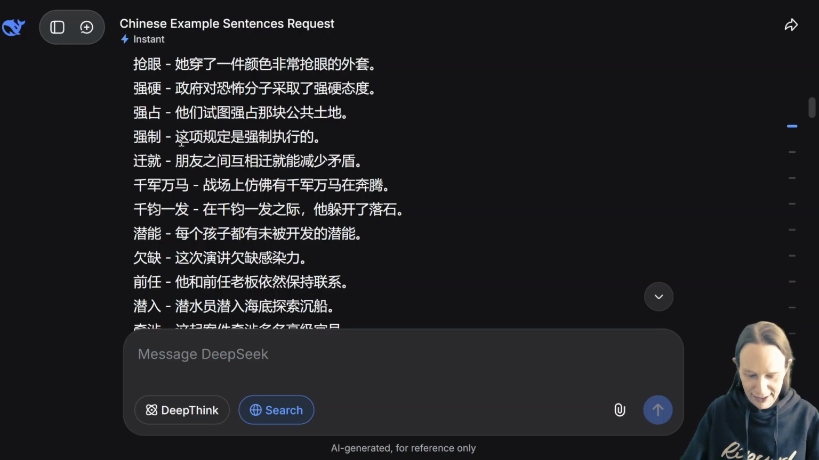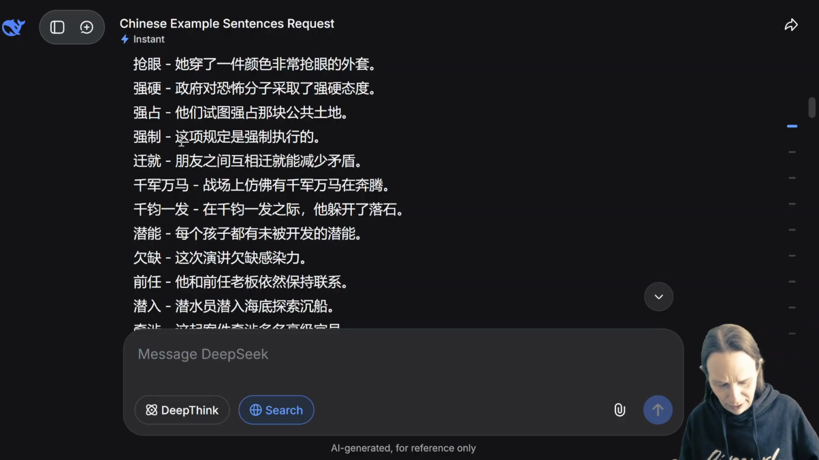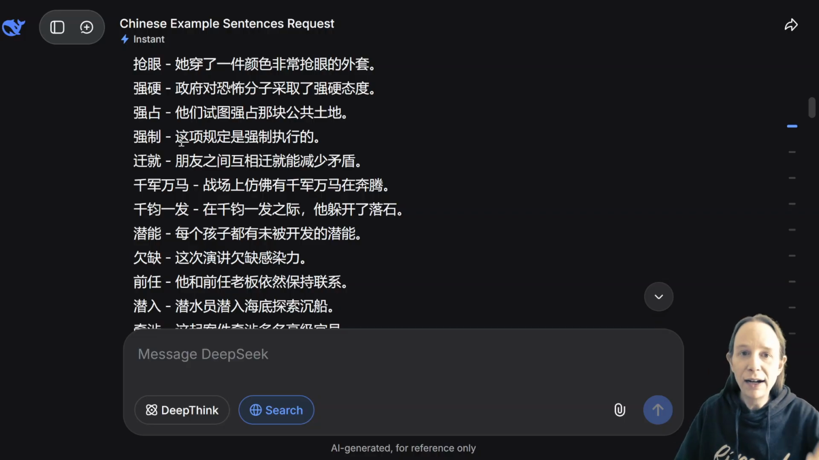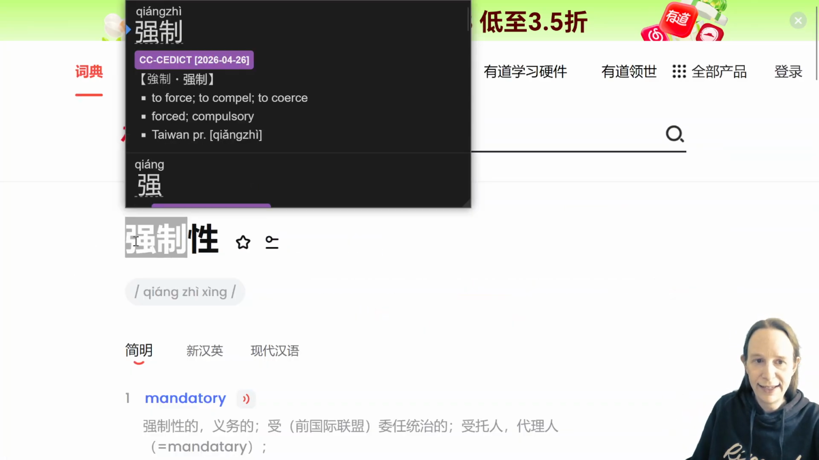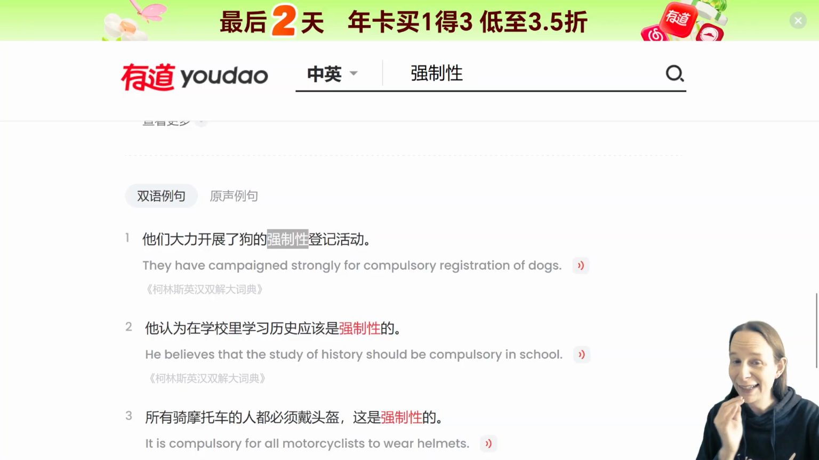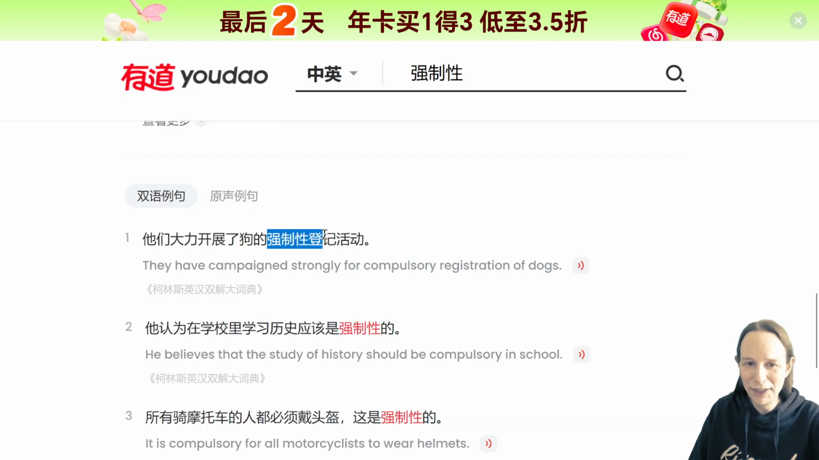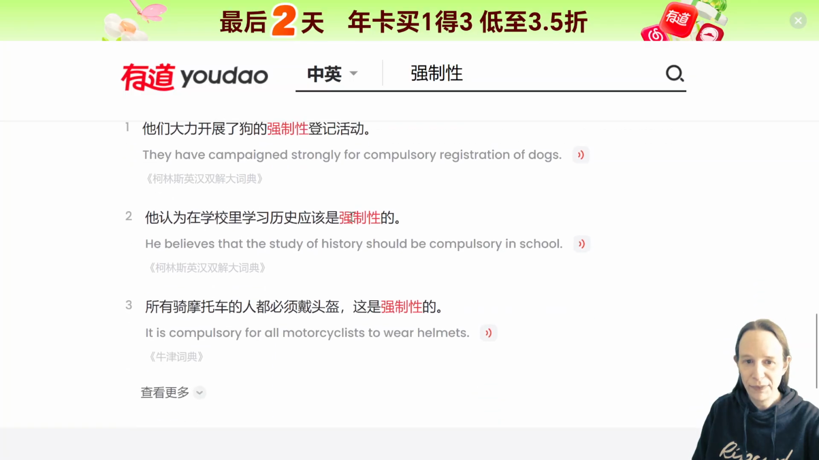So verb and adjective: compulsory or coerced. All right, 强制性. You can stick a 性 after it, so this sort of guarantees that it's going to be a noun, but often you can use nouns as adjectives. 强制性登记, compulsory registration of dogs. Okay, 强制性的, it's compulsory. Study of history should be compulsory.